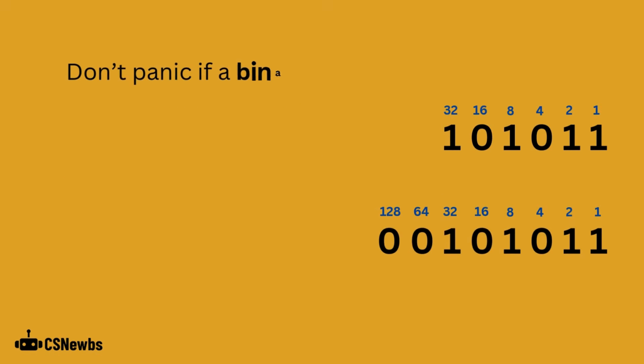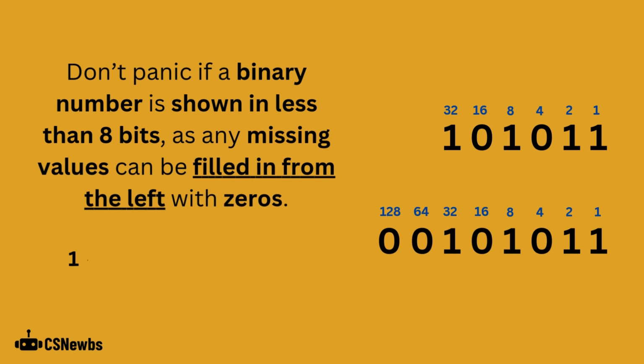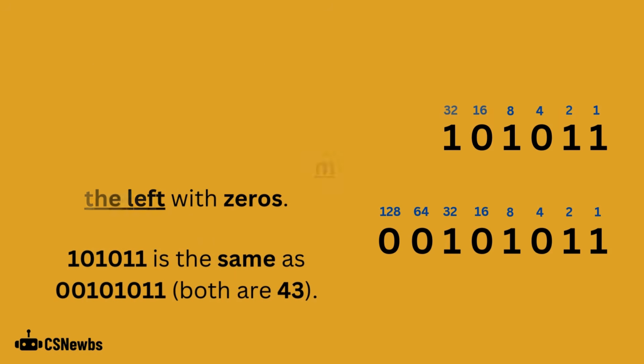Don't panic if a binary number is shown in an exam with less than 8 bits. You can fill in any missing values with zeros and it will be the same number. So 101011 is the same as 00101011.